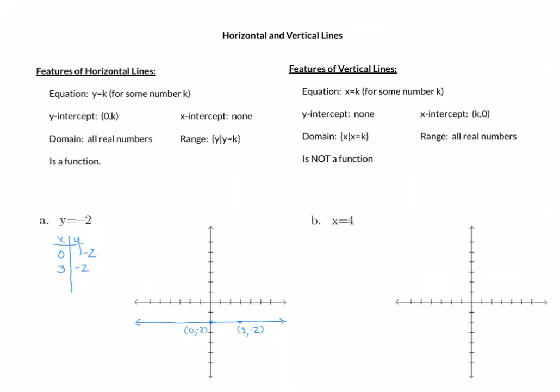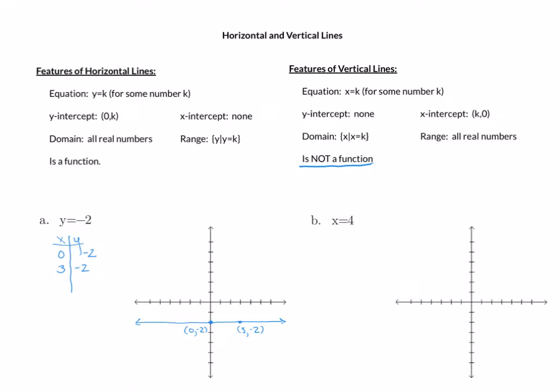Okay, so let's talk about a vertical line. A vertical line goes up and down. It does not go left and right. It has an equation, x equals k for some number k. It does not have a y-intercept, but it does have an x-intercept at (k, 0). Our domain is just going to be, what are all the possible x values? Our domain is just going to be k, and our range is all real numbers. Now, vertical lines, these are the only types of lines that are not functions.